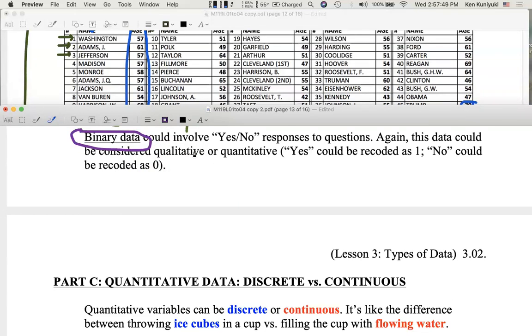Now, again, the data could be considered qualitative because it could be wordy, like yes versus no, or it could be recoded as quantitative data. You could think like a binary computer, right? A yes could be recoded as a 1, a no could be recoded as a 0. So yes, yes, no, no could be 1, 1, 0, 0. But still, that doesn't mean that a yes is necessarily a no plus 1. It's not fully mathematical like that, like the ages are. So as you can see, there are different types of data, and they sort of run the gamut.